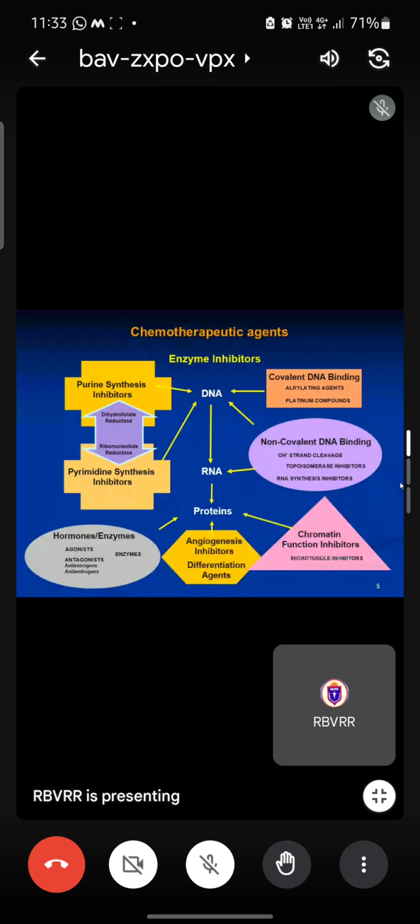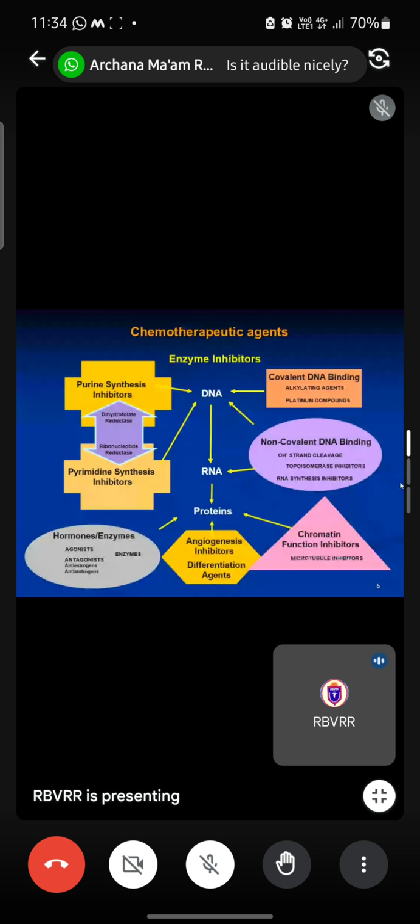With this, you can understand we have covalent binding agents. Then we also have non-covalent binding agents. Then we have various other inhibitors like antifolate, ribonucleotide, all these.